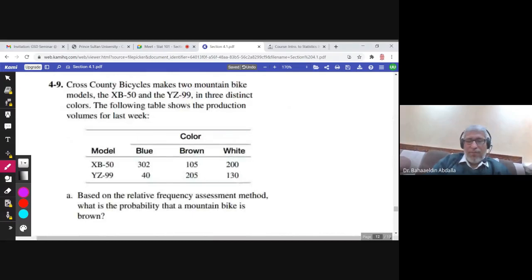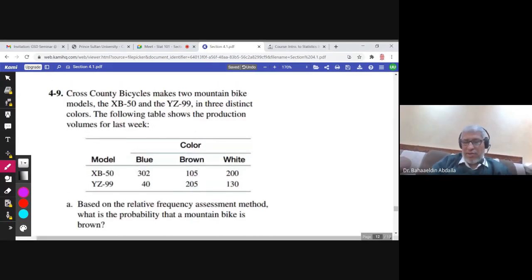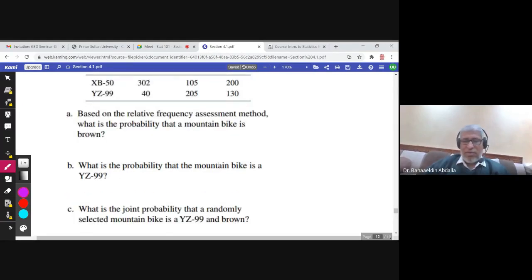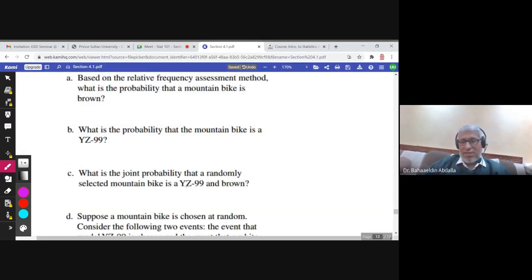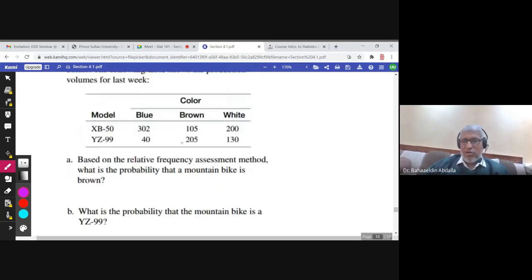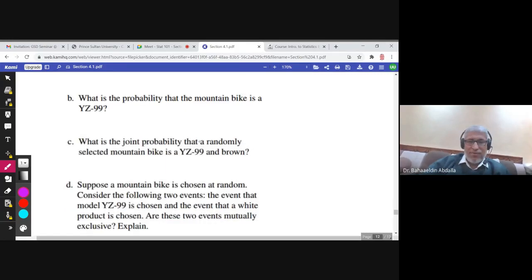This is again another table, so please you can read it and solve it. You need to find the totals here, and you see, for example, the probability that the mountain bike is brown. So you add all the browns and divide by the total. Probability YZ99, you add all YZ99 and divide by the total. Probability that it is YZ99 and brown, it would be 205 over the total, and so on.